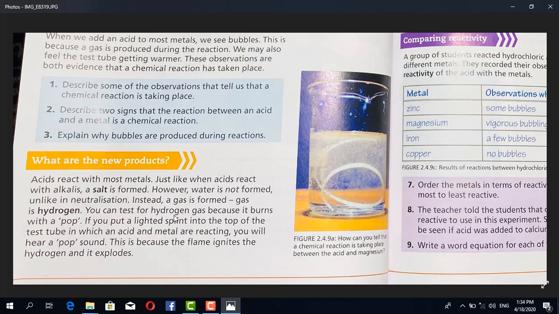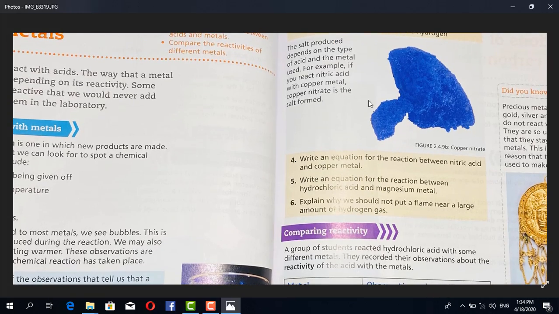You can test for hydrogen gas because it burns with a pop. If you put a lighted splint into the top of the test tube in which an acid and a metal are reacting, you will hear a pop sound. This is because the flame ignites the hydrogen and it explodes.